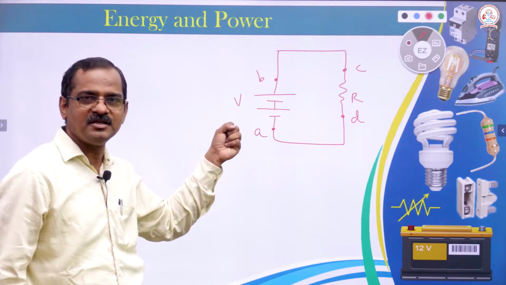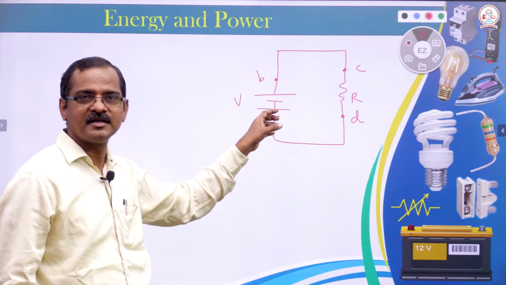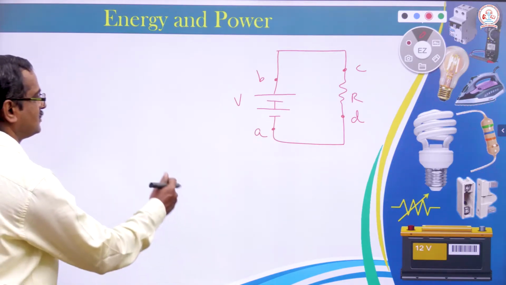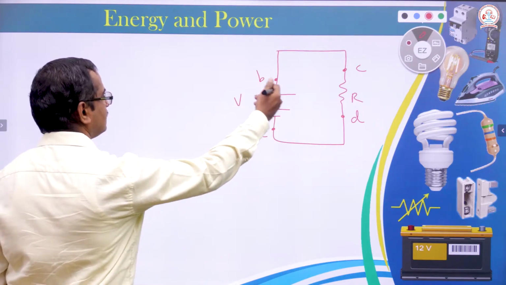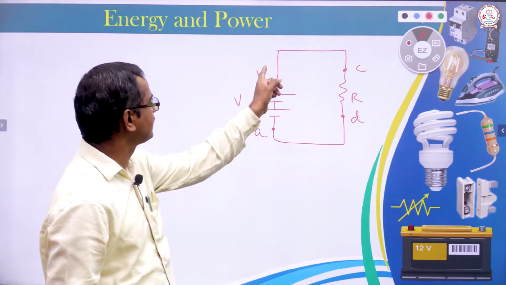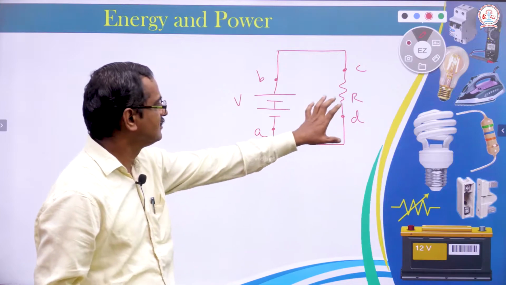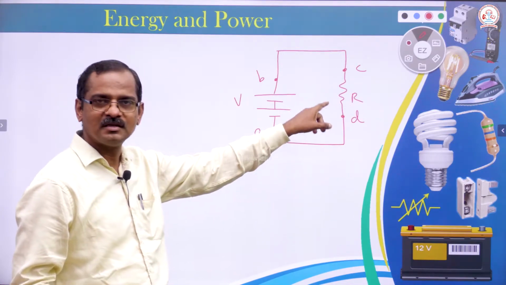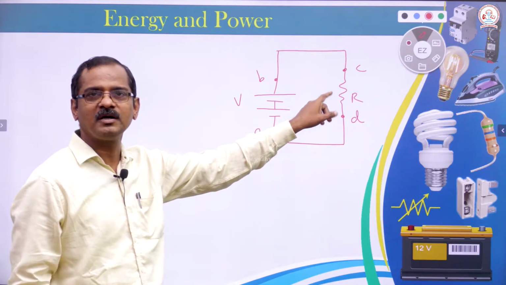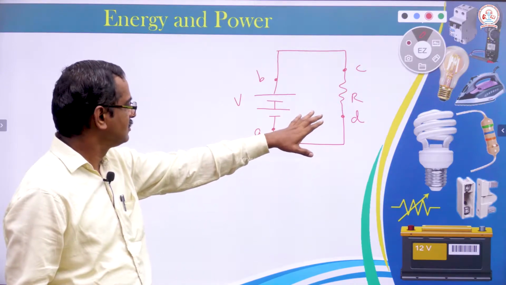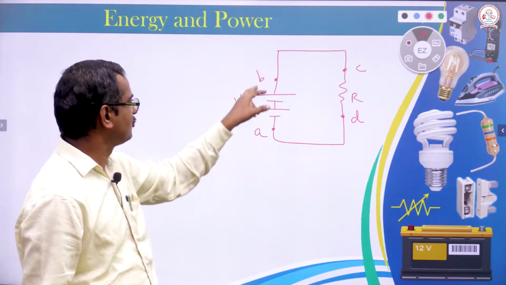they gain energy from the battery. Then we can say that the power is gained here, when the charges are flowing from A to B, and then from C to D, they lose energy there because of collision. They lose energy, so there will be a voltage drop. And again, the charges will flow continuously in the circuit.